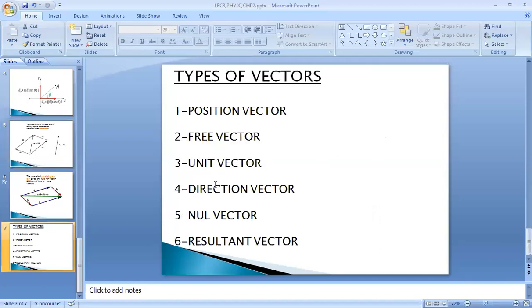In this slide, you can see clearly the types of vector: position vector, free vector. Position vector, every vector shows the position. So xi plus yj plus zk is the position vector in 3 dimensions. Similarly, the free vector, because you have seen it here in this example.